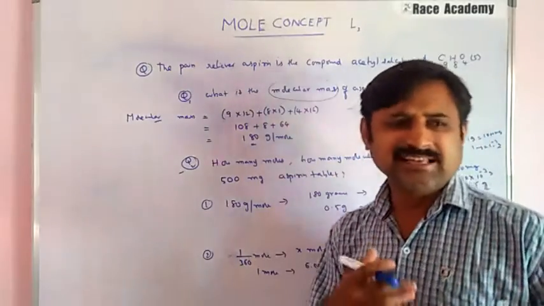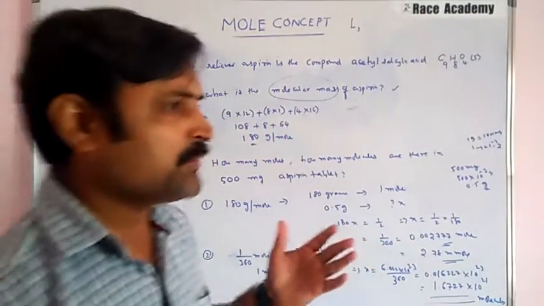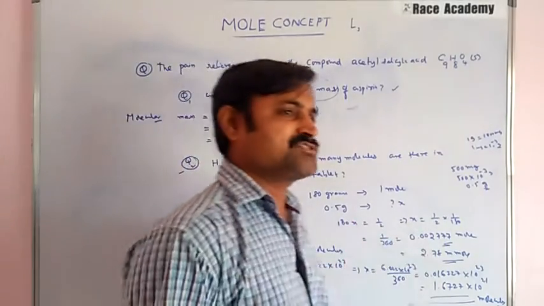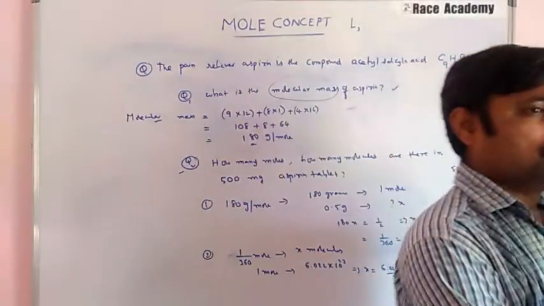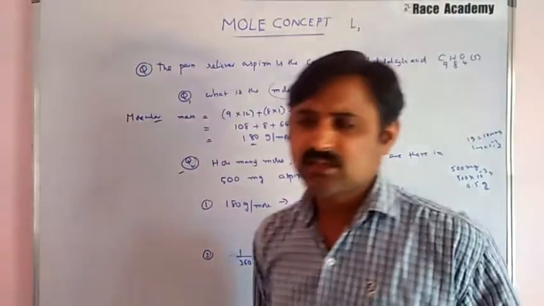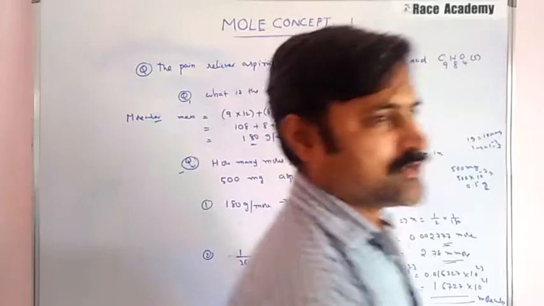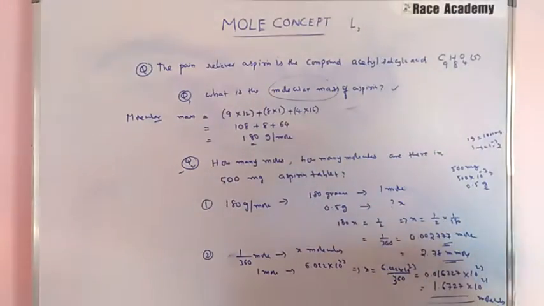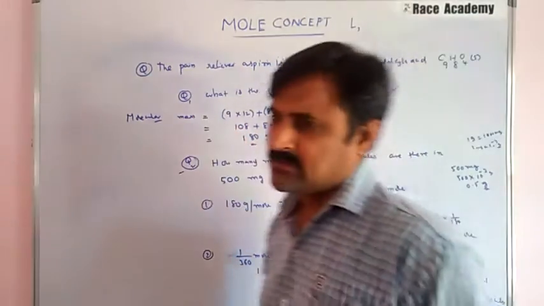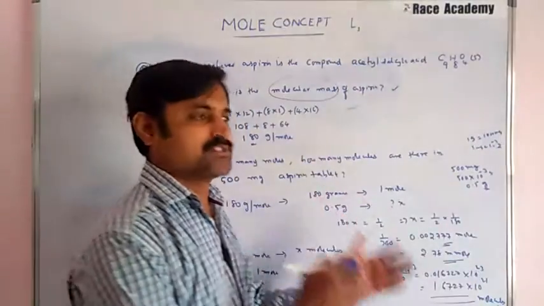So likewise, for molecules or atoms, any substance, molar mass is nothing but the mass of 1 mole of the substance. When you talk about atoms, it is molar mass. When you talk about molecules, it is molar mass, but in the molecule case you will say molecular mass. In the atom case you will say atomic mass.